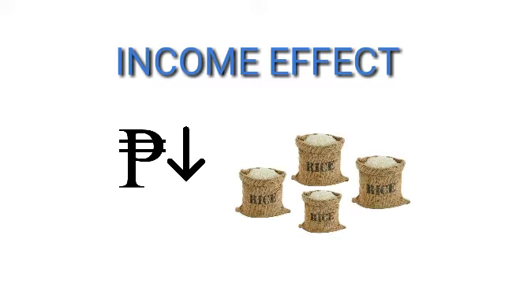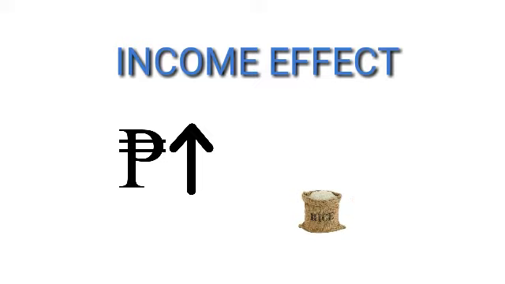Next is the income effect, which says that when the price goes down for Dinorado, people will buy more of it because their purchasing power has increased. But if the price of Dinorado goes up, people are going to stop buying that because their purchasing power has decreased.